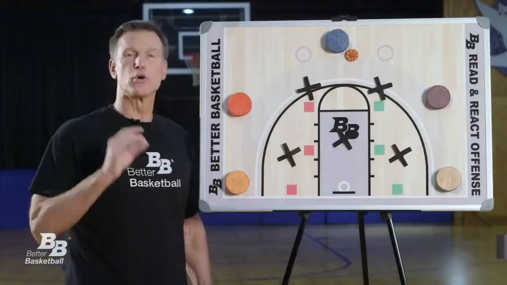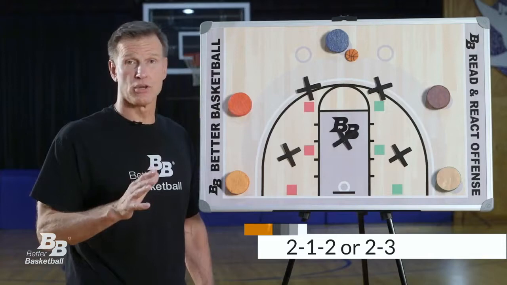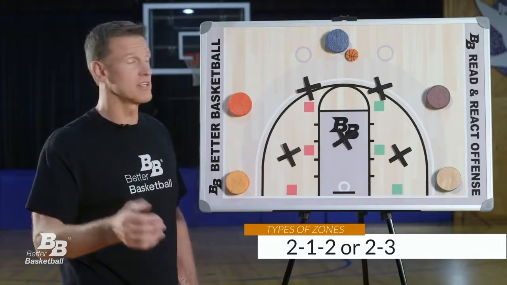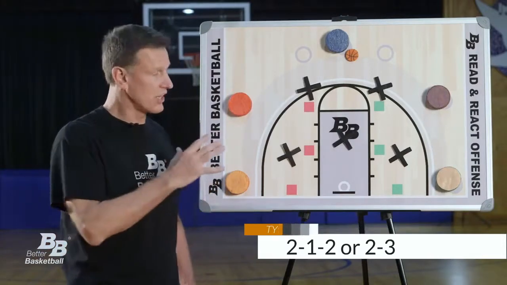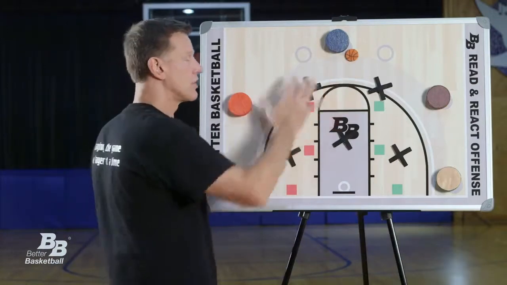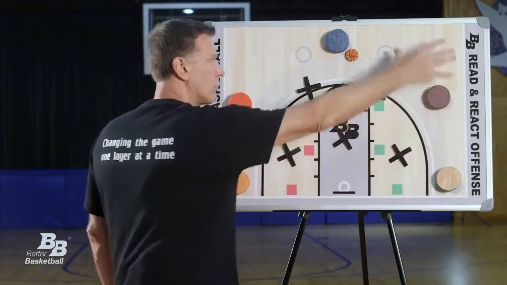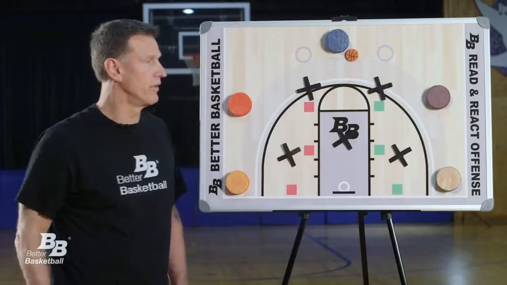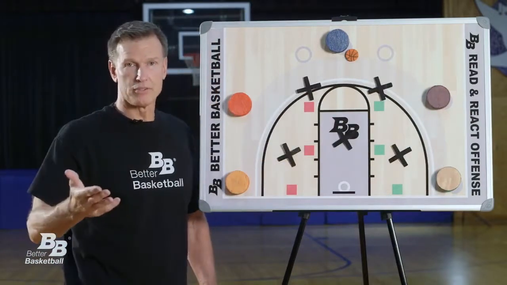The 2-1-2 or 2-3 zone is the most common zone formation. Good news is everything in this course is designed around attacking a 2-3, since all zone formations drop to a 2-3 when the ball's in the outer 1/3. So I only need a few reminders here.